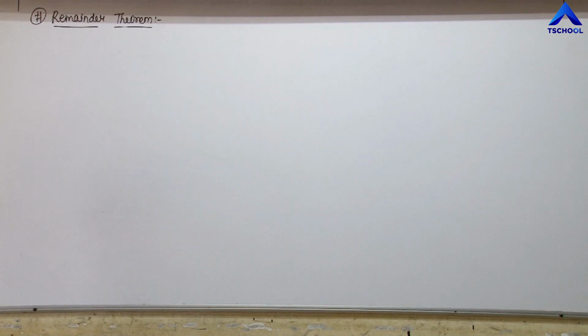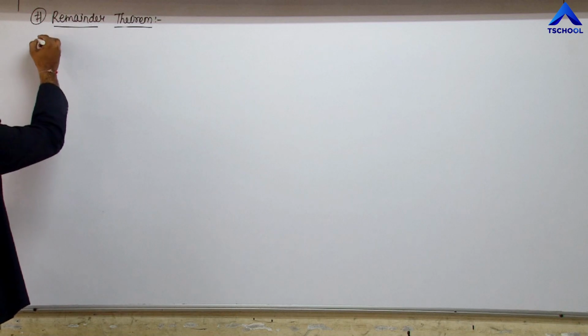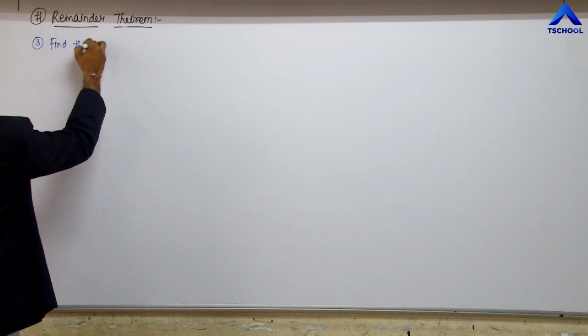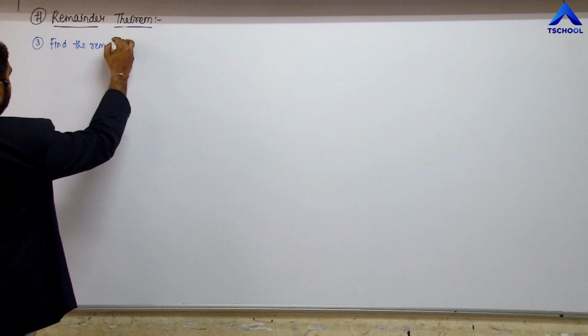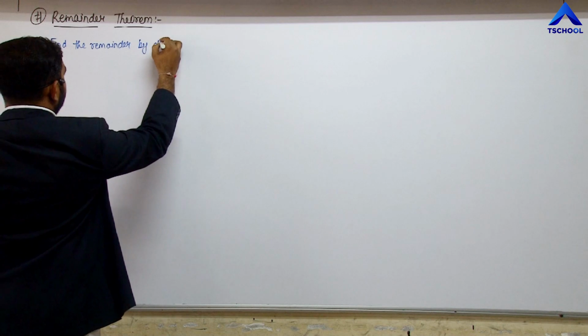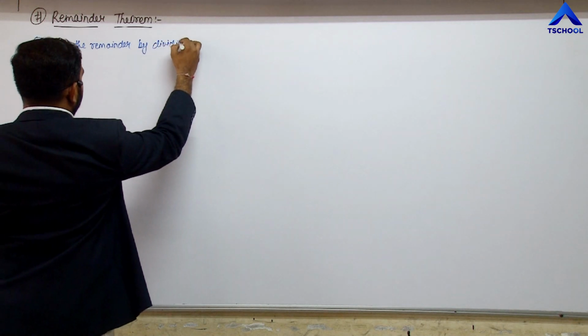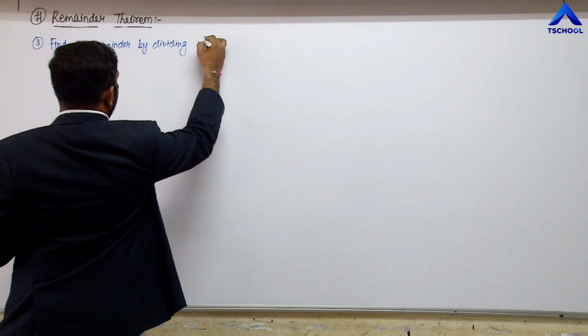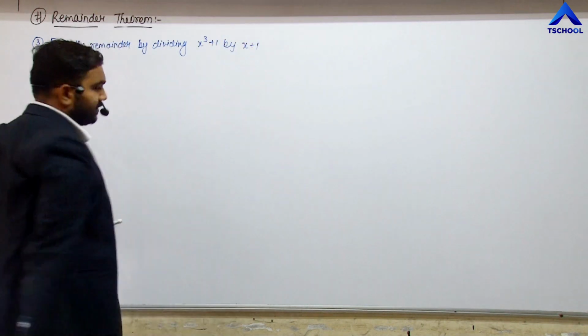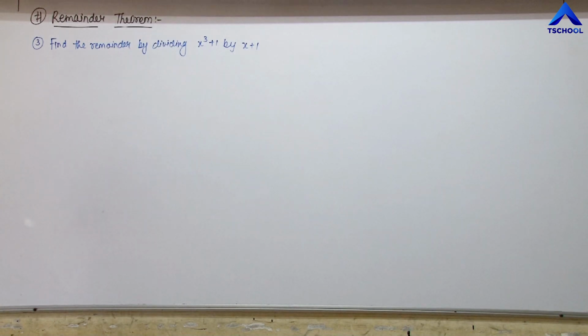Okay. Now find the remainder by dividing x cube plus 1. The third one. Find the remainder by dividing x cube plus 1 by x plus 1, right? So this is the question here. So what can you write down here?